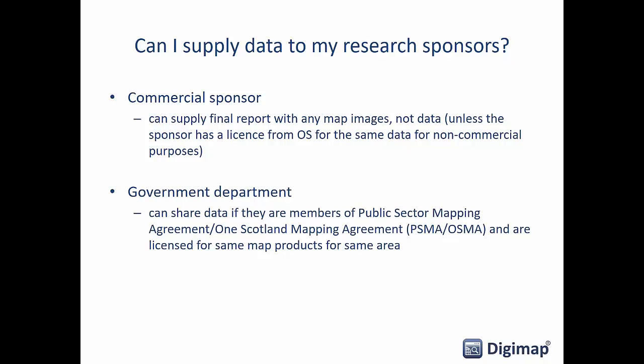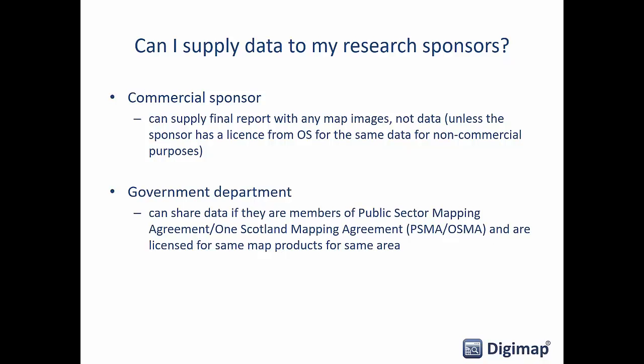If big corporation X sponsors your PhD and pays you X amount of money per year to do a piece of research that they regard as for the common good, but they also request a copy of your work at the end of it, you can't give them the data, because that is in effect potentially a cheap way for them to get hold of data that they would otherwise have to pay for. That's why you're not allowed to share the data, but you can share the images that go in your final document.